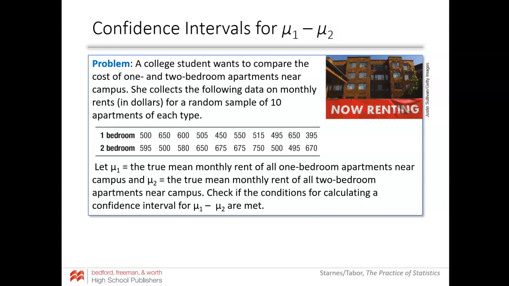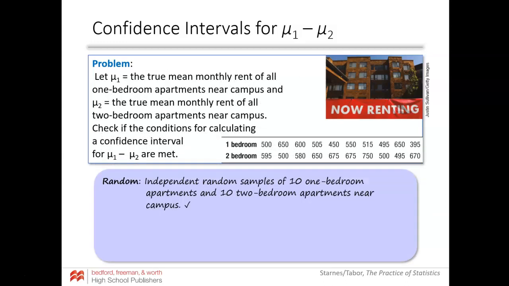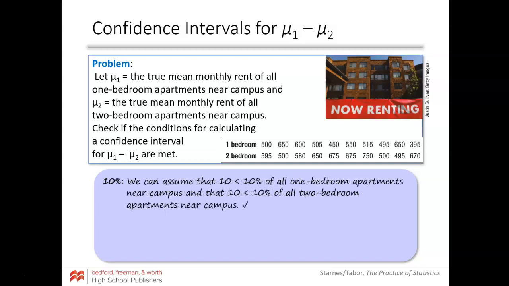So first things first, check the conditions. These were randomly selected and independent samples. You cannot be both a one-bedroom and a two-bedroom apartment, so that checks out. For the 10% condition, let's assume that 10 is less than 10% of all of the one-bedroom apartments near campus. That seems reasonable, and same thing for the two-bedroom.